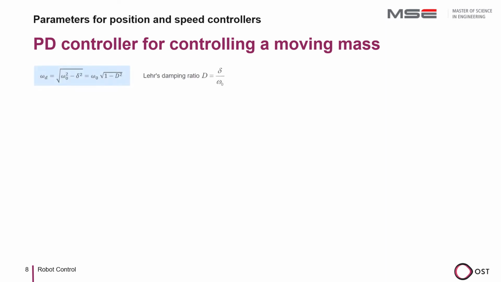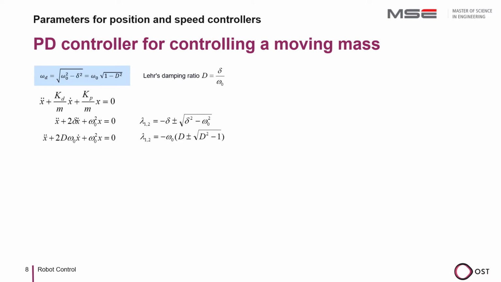The damping constant delta is often difficult to understand and interpret. I therefore put it in relation to the natural frequency, which is done with Lehr's damping ratio D and is very illustrative. If we insert this into the known equations, we see that for a D greater than 1, the root value becomes negative. The critical damping is therefore 1. If D is smaller than 1, we have damped oscillation.